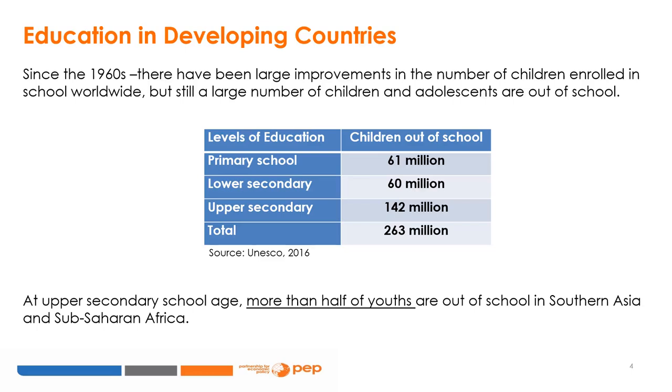Although it is possible to observe a large improvement in the number of children enrolled in schools since the 1960s, there is still a significant number of children and adolescents out of school. According to the UNESCO Institute for Statistics, UIS, data, 61 million children of primary school age, 60 million of lower secondary education age, and 142 million of upper secondary school age are out of school, totaling 263 million children and youths that are not attending school. At the upper secondary school age, more than half of youths are out of school in Southern Asia and Sub-Saharan Africa. Let us look at this graphically.